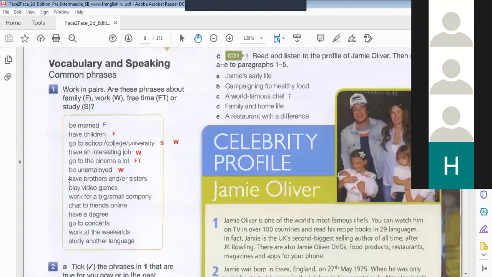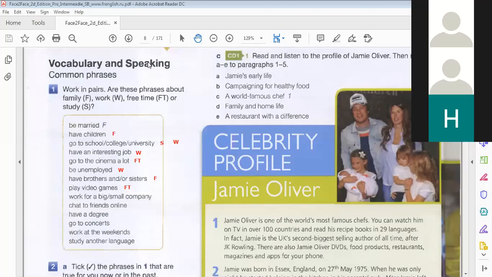What about have brothers or sisters? Family. Yeah, I think this one is easy. It's related to family. Play video games. Free time. Correct. But have you heard of professional players? What does it mean, a professional player?